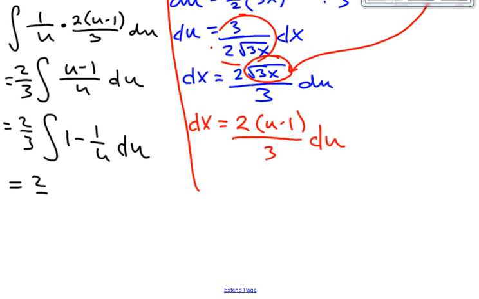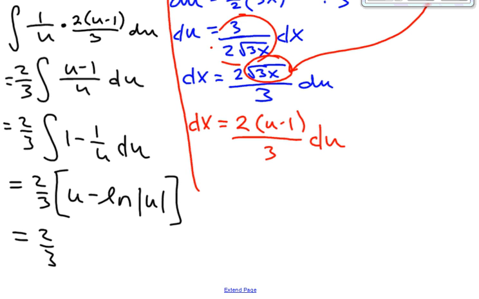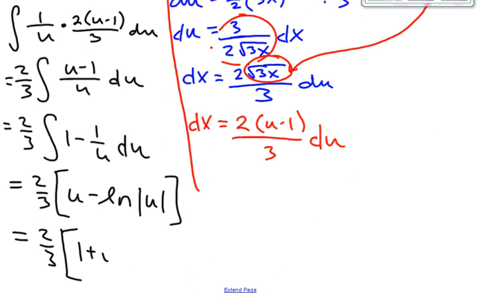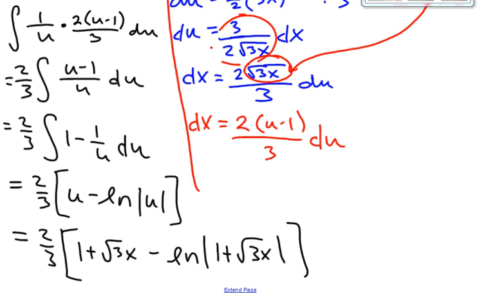So now I have 2/3 times the integral of 1, which is u, minus the natural log of the absolute value of u, and then replaced in terms of x. So that's 2/3 times (1 plus square root of 3x minus the natural log of 1 plus square root of 3x). And that should be parentheses there.